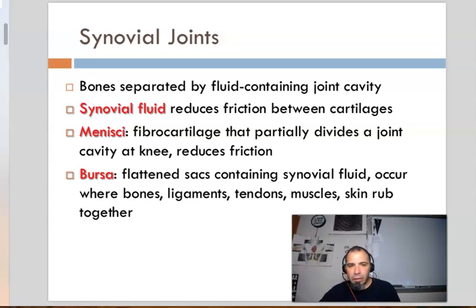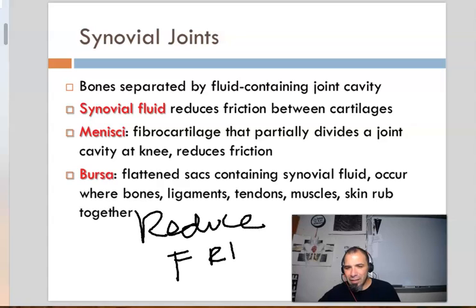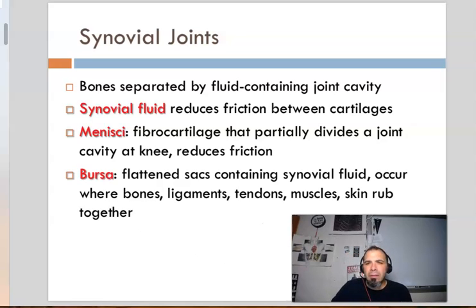I'm going to try to write on this if it'll let me. So let's see what happens here. Down here at the bottom, reduce, friction. Maybe I'll try to. So I would add this idea that it reduces friction. So, all right, we'll erase that.